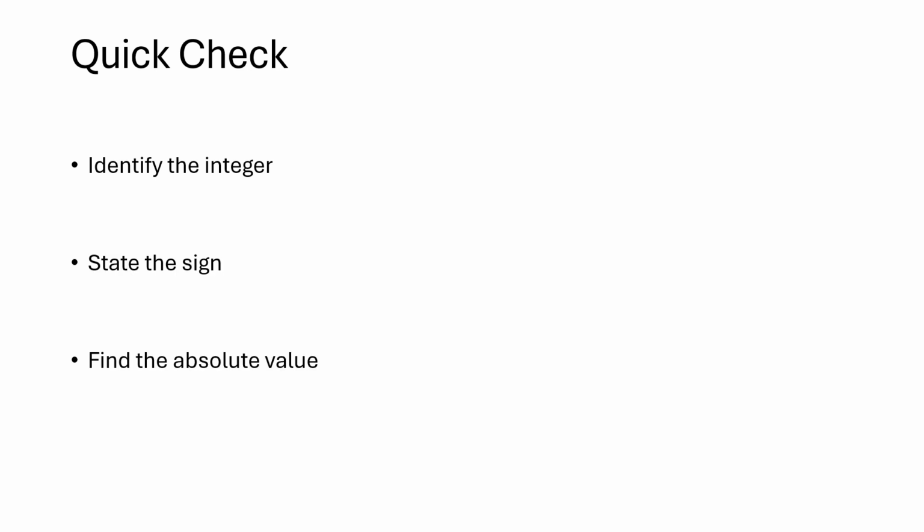Before we wrap up, here's a quick check to make sure everything is solid. Identify the integer you see, negative 27. Next, state the sign, positive or negative, and finally find the absolute value, how far it is from 0. Take a second, pause if you need, and think through it.